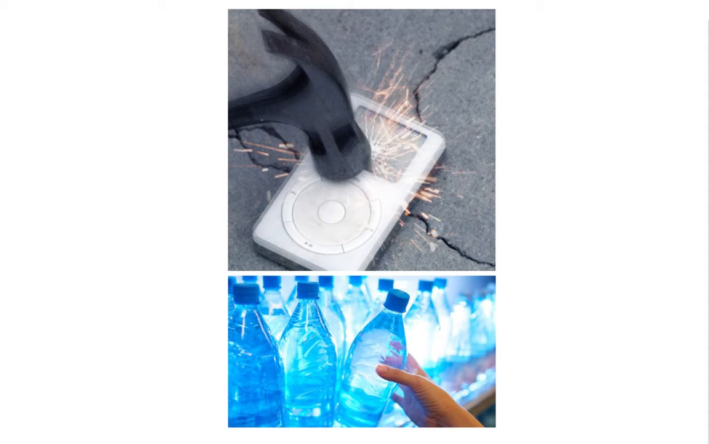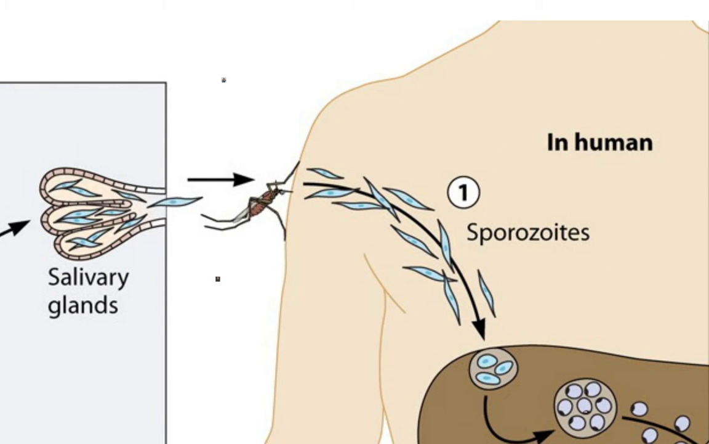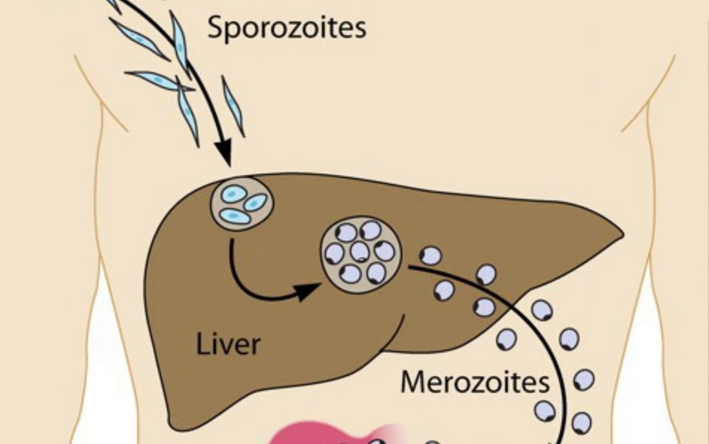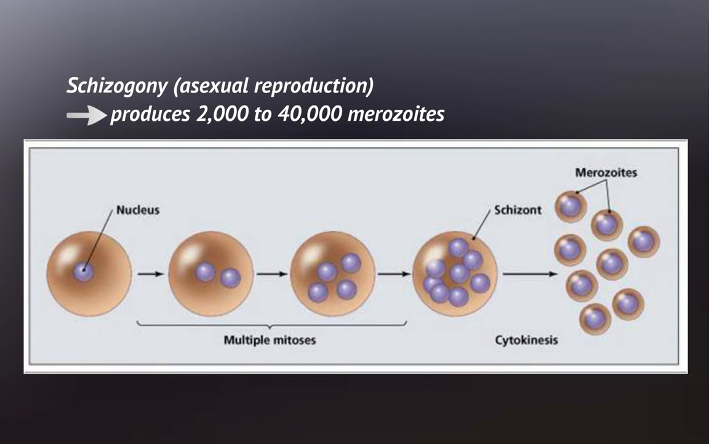The human reproductive phase is more complex, so turn your study music off and grab a cold bottle of water, because this is going to be intense. When the mosquito bites a host, it injects these infectious sporozoites into the bloodstream, where they travel to the liver. Once the sporozoites have invaded the liver cells, they will reproduce rapidly and differentiate into merozoites.